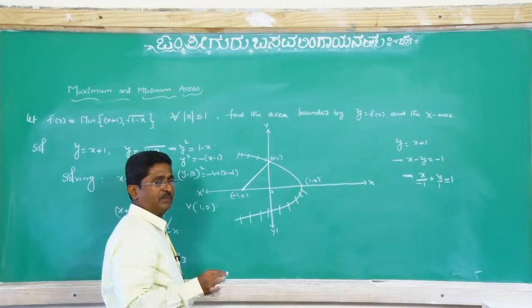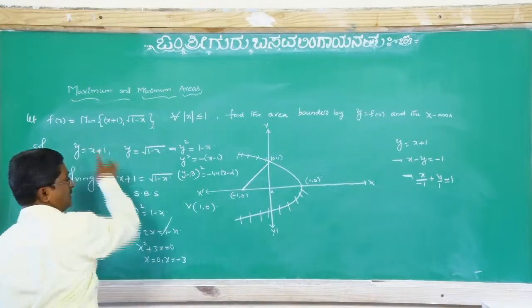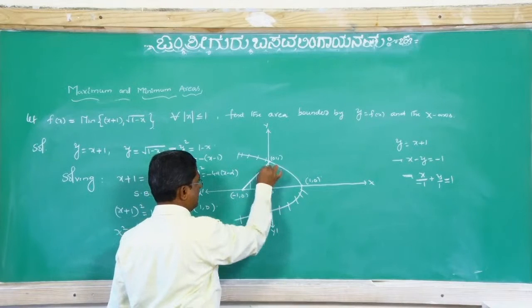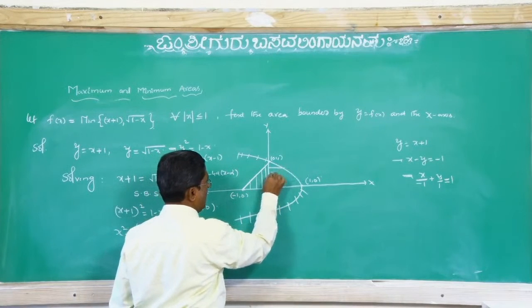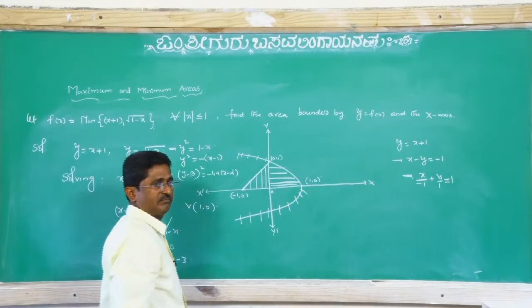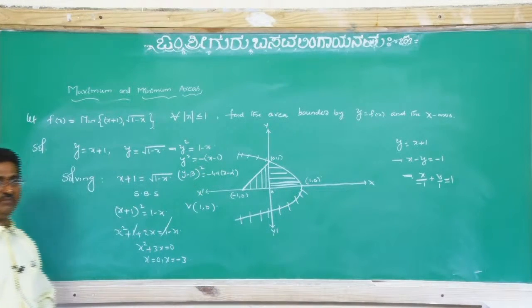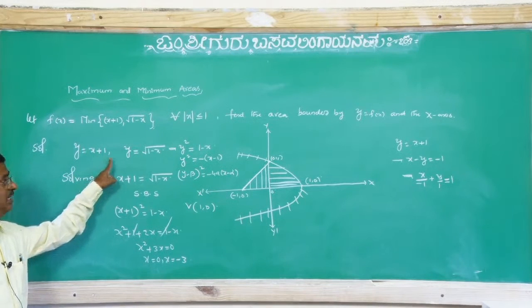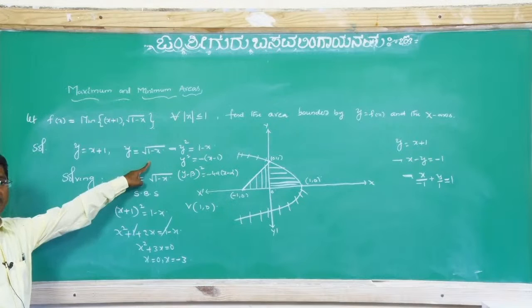So what is the required portion? They ask the question: the required portion means the area of the triangle plus the horizontal strip, the area of the given curve. All of you know, once again I explain. First of all, y is equal to x plus 1 and y is equal to root of 1 minus x.